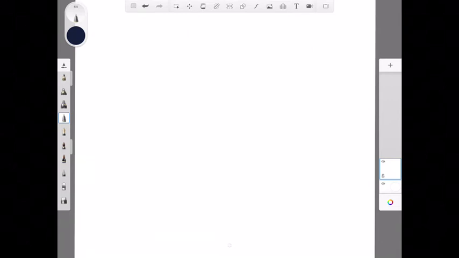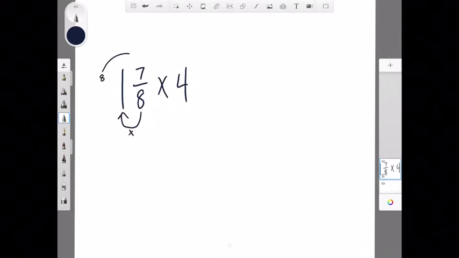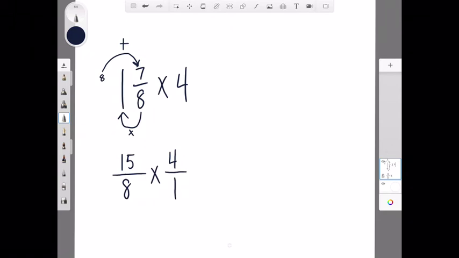In this example, we're going to do a mixed number times a whole number. So let's take 1 7/8 times 4. So again, we're going to change the mixed number to an improper fraction. 8 times 1 is 8. Add that to the 7, and that is 15/8. And 4, if we're going to put that in the form of a fraction, that's going to be 4 divided by 1 because that's the same as 4.